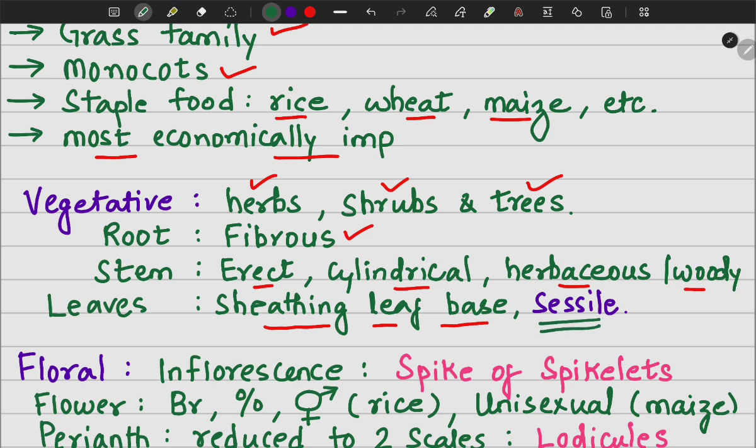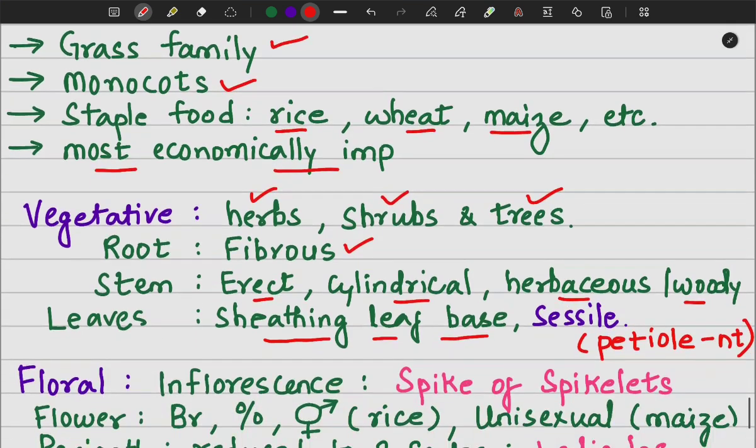Leaves are sessile. What does it mean? It means that the petiole is absent in leaves. So petiole is the part of the leaf that connects the lamina to the stem, right? But here in the grass family, the leaves are sessile, so no petiole will be found, and the leaf base will have a sheath.